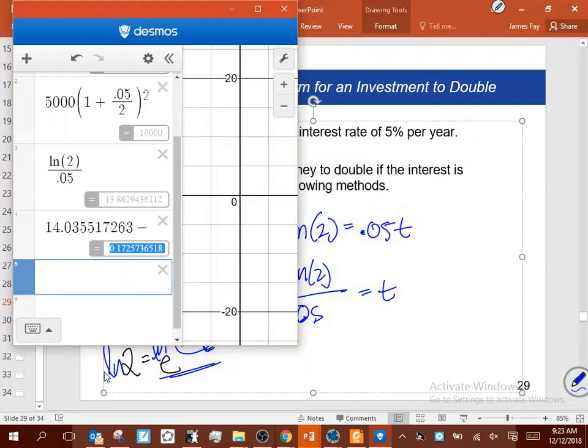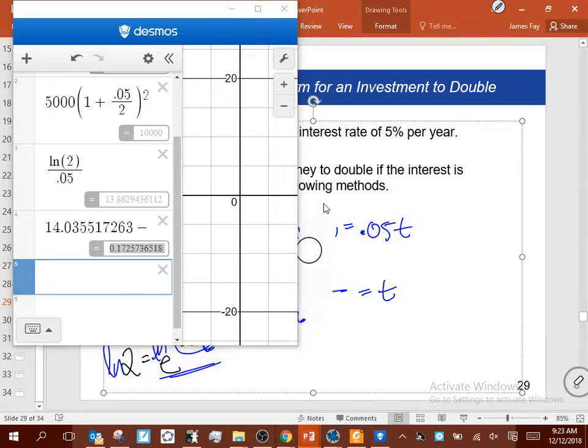We talked about this a little bit in the last class. My question is, how many days is 0.172 years? It's about 63. Yeah.